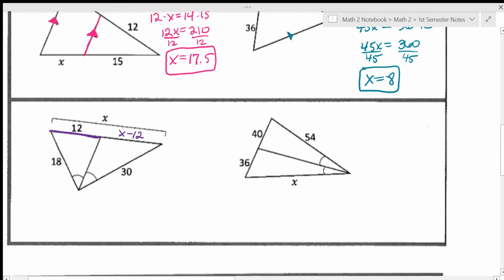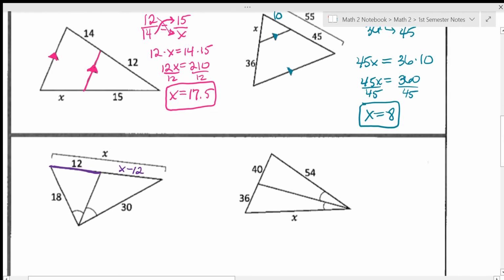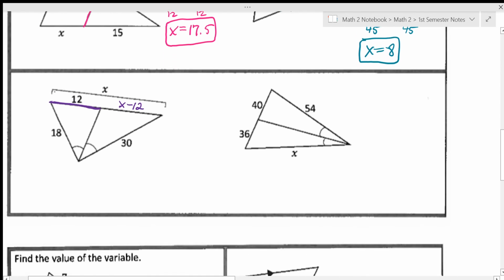So just like above, we had 55, this is the whole thing. We did 55 minus 45 to figure out that this was 10. This is x, the whole thing's x. So if this is 12, we have to go x minus 12 to find that piece. Okay, so then our proportion, we can set it up however we want, as long as the corresponding sides are in the correct location. So I'm going to go ahead and set it up like we did that first fraction above. So if we go 18 over 30, that would equal 12 over x minus 12.